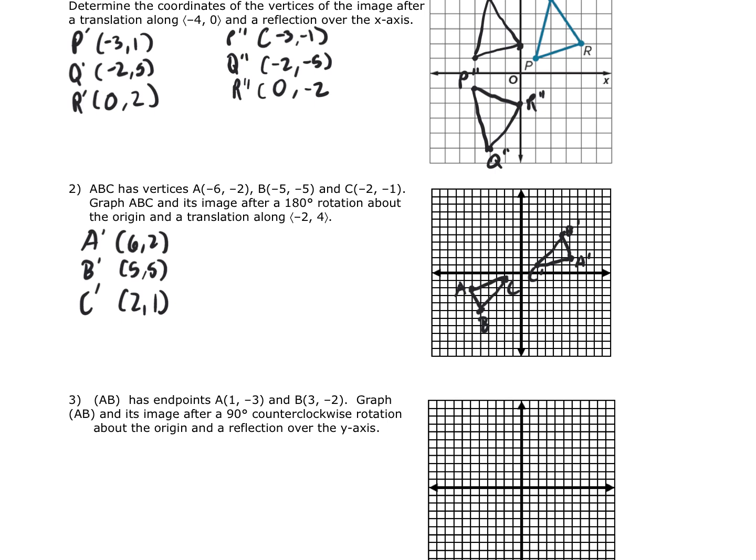Now, we are going to do another transformation. This is a translation along (-2, 4). So A double prime, B double prime, C double prime. What we're going to do is subtract 2 from every x value and add 4 to every y. So 6 minus 2 is 4. 2 plus 4 is 6. 5 minus 2 is 3. 5 plus 4 is 9. And then 2 minus 2 is 0. 1 plus 4 is 5. So this last triangle will have vertices at (4, 6).